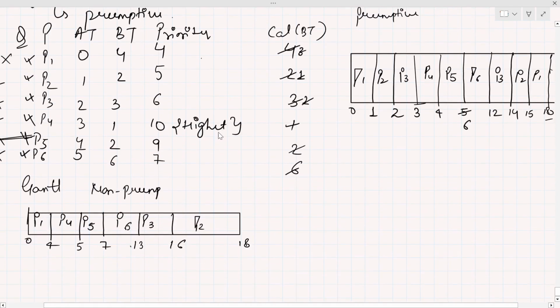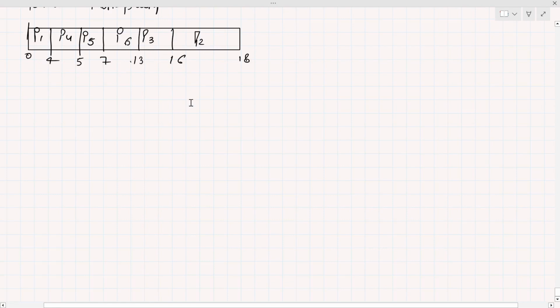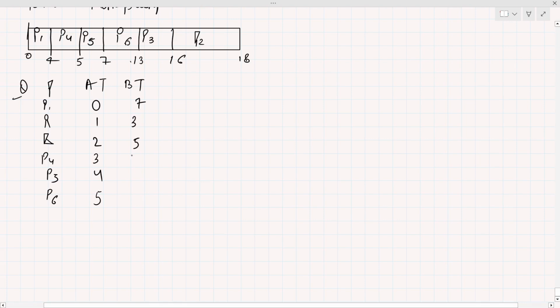In this particular type of question, we usually make the highest number the highest priority. In this question, what I am going to do is make the lowest number the highest priority. The processes available are P1, P2, P3, P4, P5, P6. So 6 processes are available. Arrival times are 0, 1, 2, 3, 4 and 5. Burst times are 7, 3, 5, 2, 6 and 1.